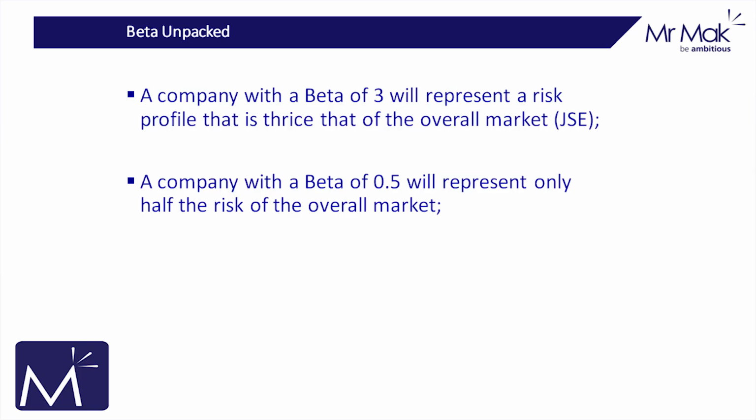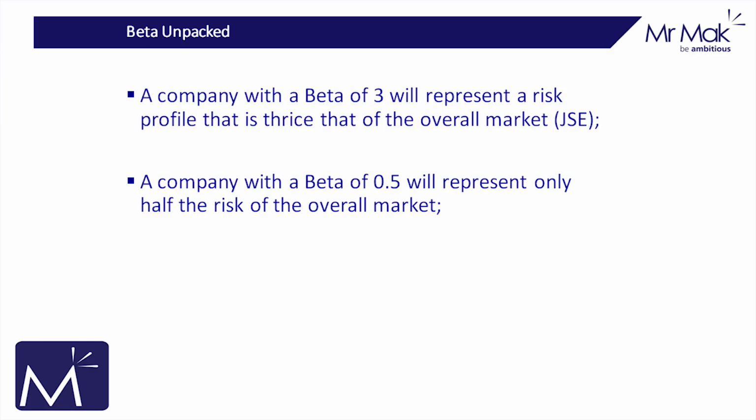So a company with a beta of 3, for instance, will represent a risk profile that is 3 times that of the overall market. So you could be looking at the Johannesburg Stock Exchange, the Nairobi Stock Exchange, or the Nigerian Stock Exchange. If a company is on the Johannesburg Stock Exchange and it's got a beta of 3, it means that company is 3 times riskier than the JSE as a whole.